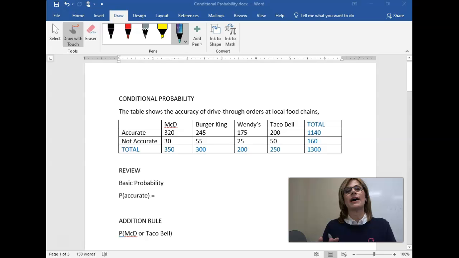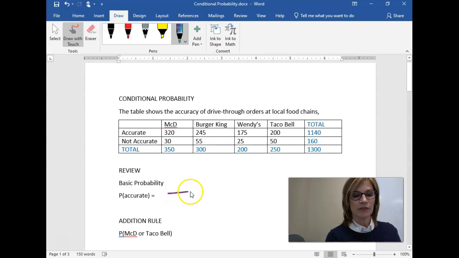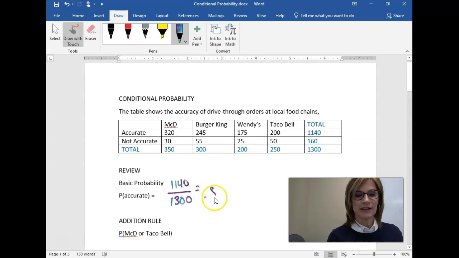We can ask all kinds of things with a contingency table, not just conditional probability. We can do basic probability. What's the probability that we had an order that is accurate? Of my 1,300 orders, 1,140 of them were accurate, which gives us 0.877.